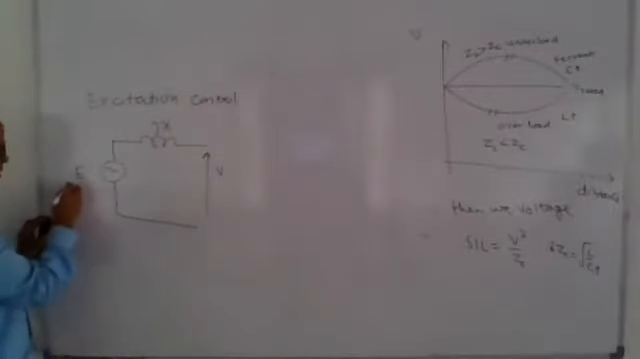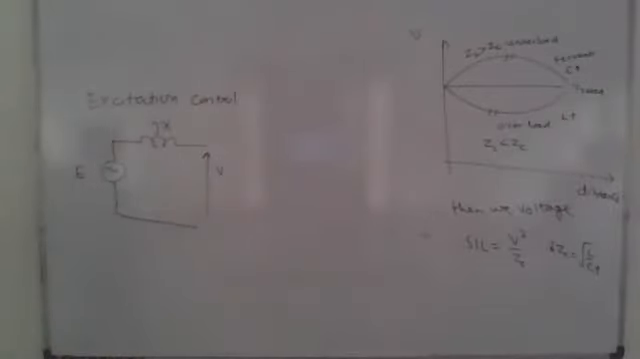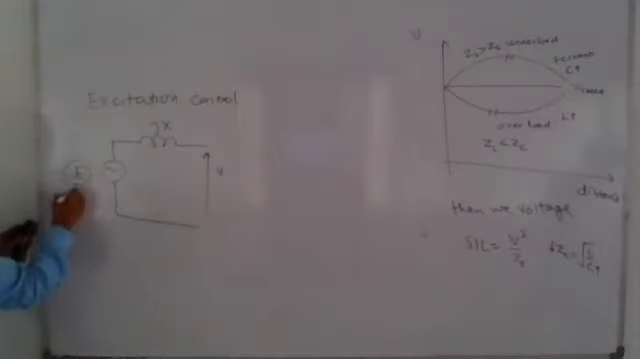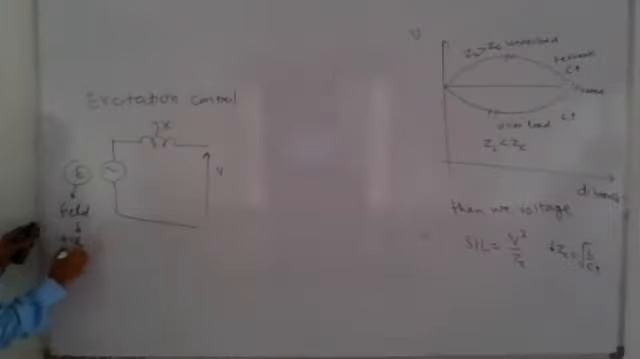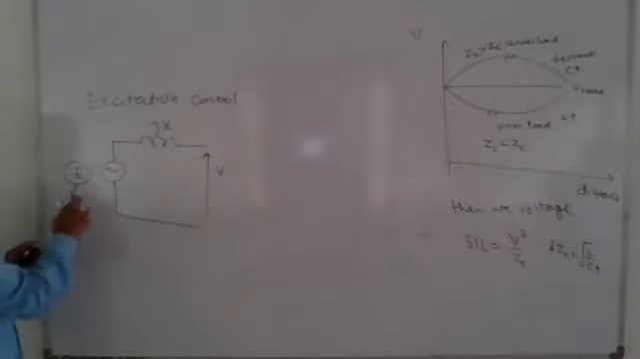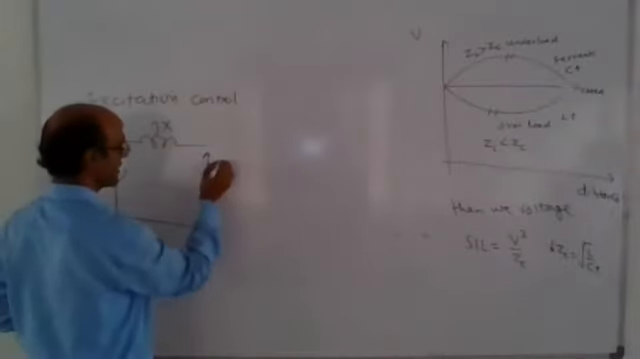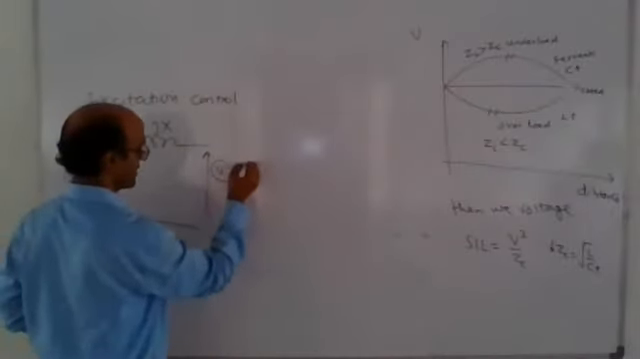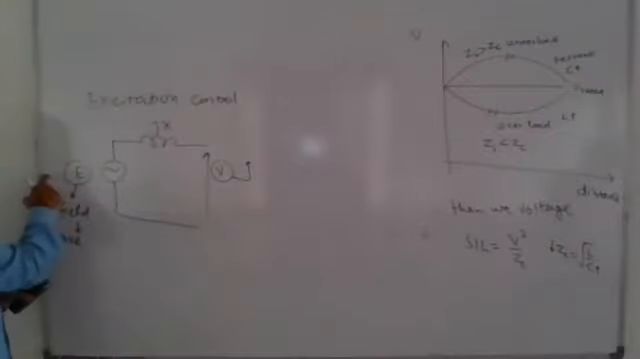So if you are controlling this by controlling the field, how will it be controlled? This is controlled by field control, or we can say the automatic voltage regulator, which can adjust the field. But if you are increasing or decreasing this voltage, then this voltage also increases or decreases, based on this voltage.